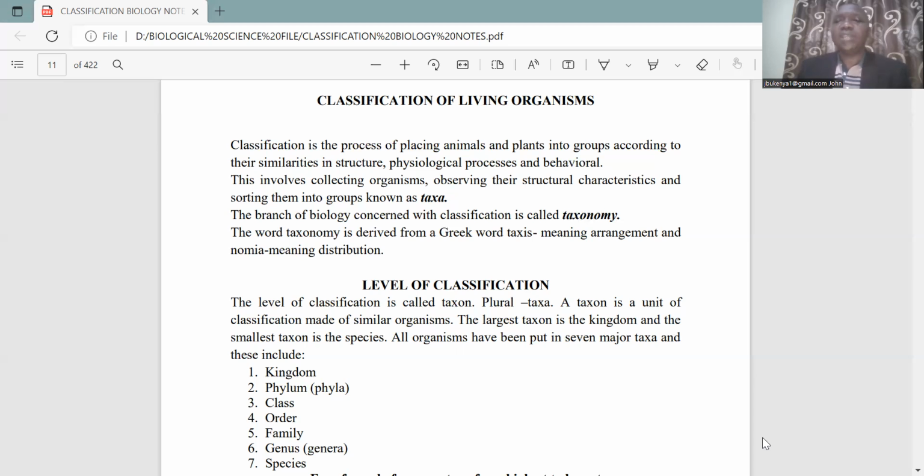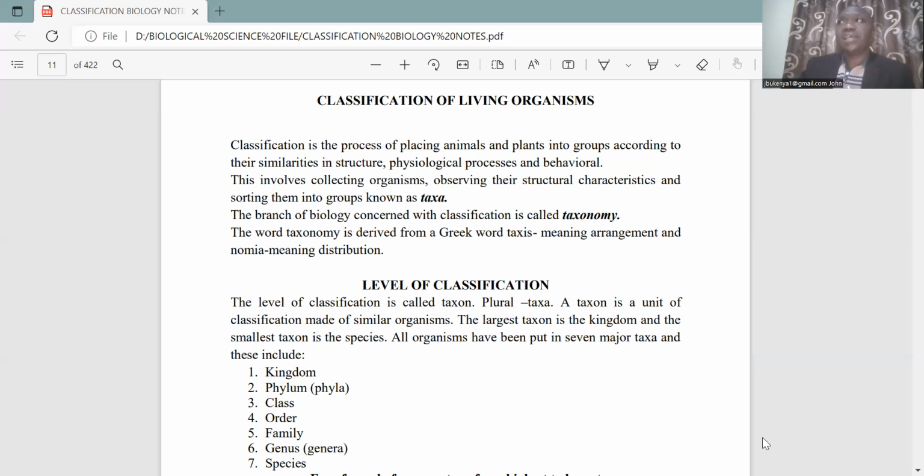So in classification, we create taxonomic groupings. If you hear a taxonomic grouping of kingdom Animalia, all animals are in that taxonomic grouping called Animalia. If you hear another taxonomic grouping called kingdom Plantae, all plants, whether it is a tree, grass, a shrub, or a herb, provided it is a plant, it will be placed in that taxonomic grouping known as kingdom Plantae.